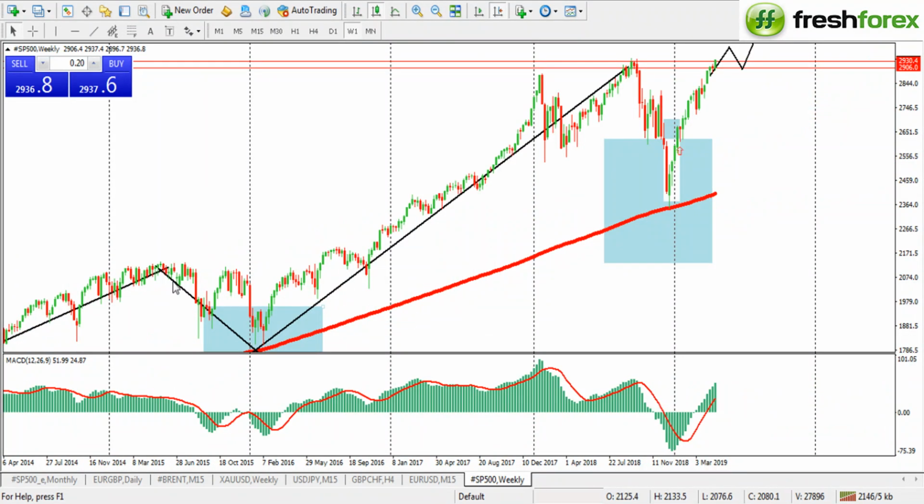The lower one is the MACD. The periods I'm currently using are 12 for the fast EMA and 26 for the slow EMA. Then for the MACD signal moving average, I'm using 9. That's the default. These are the settings.